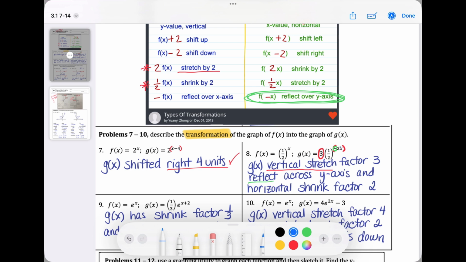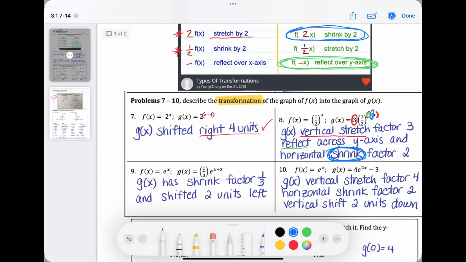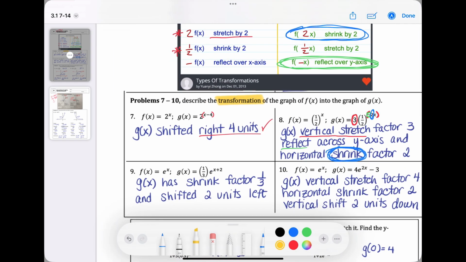Now, you also see such a thing. It is inside the parenthesis. Something belongs to my x. Now, this will activate your eagle eye. Because it's a shrink. It's a shrink inside the parenthesis, okay? Now, same thing as number 9.